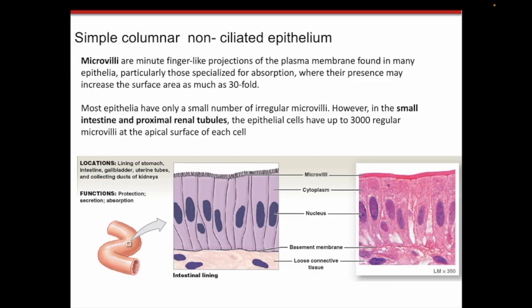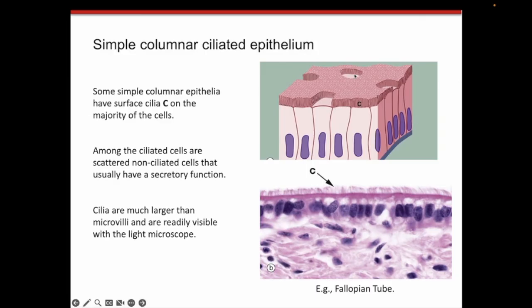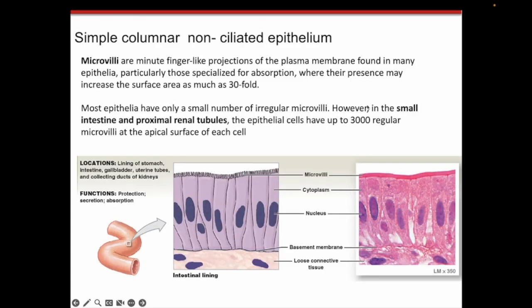When we say have or don't have, this is not a 1 or 0. You see that there are spots in which you have it, and spots in which you don't, and spots in which you do have it. So for the microvilli, you think about the intestine and the proximal renal tubules.